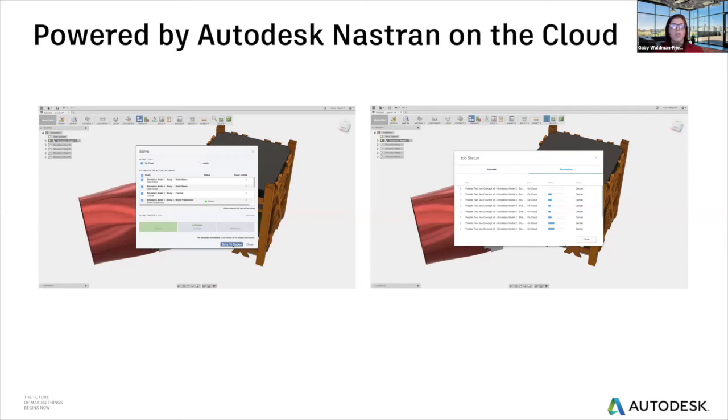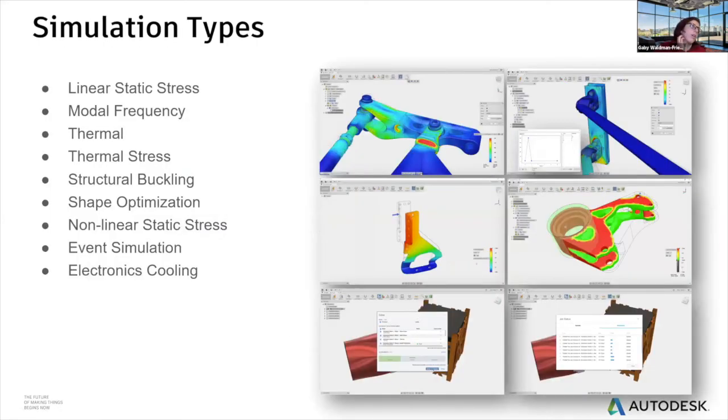Okay, so now on to simulation types. There are, I believe, 9 types of simulations that we currently have in Fusion. I'll go over each of them, but I would guess for the Design-a-thon, you're probably not going to be using all of them. You might be using a couple.